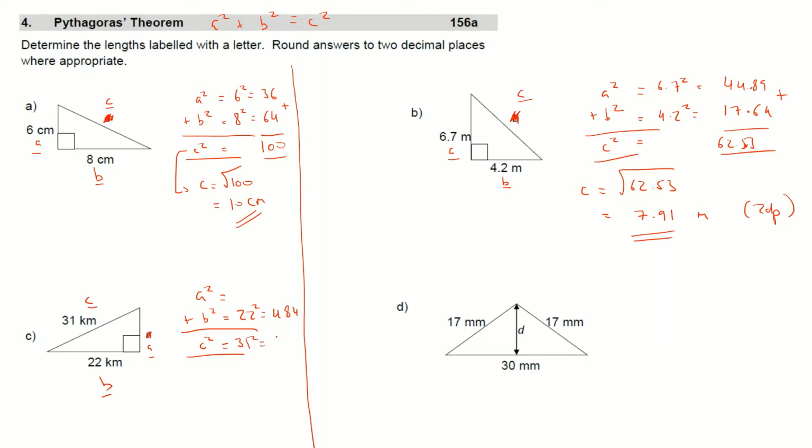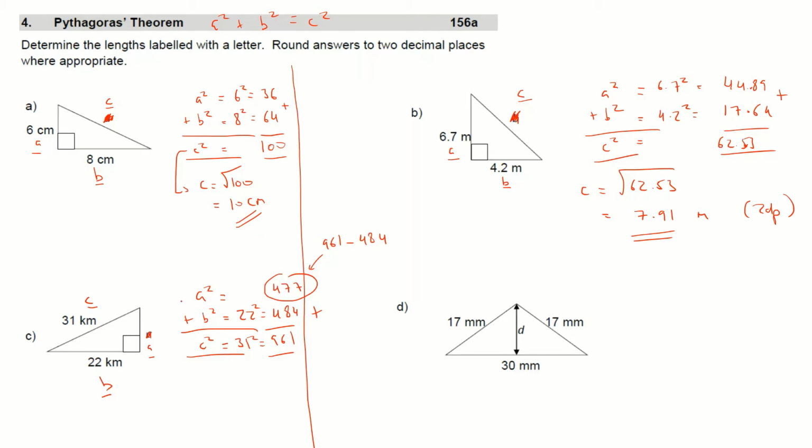And this time I can work out C squared. 31 squared is 961. So I'm trying to think now, if I add this here to this, something add 484 is 961. Well, I just cheat and do 961, take away 484. That will tell me what I need there. So 961 take away 484 gives me 477.